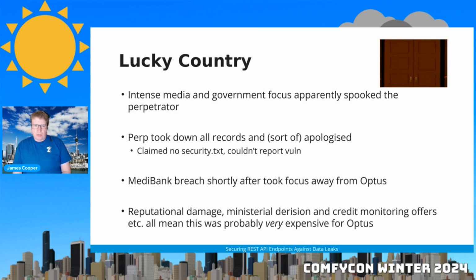And then about probably another week later, the Medibank breach happened, which was a lot worse really, and took the focus away from the Optus thing. But in the meantime, there was the reputational damage, ministers publicly disparaging them, and mandatory credit monitoring offers. I think there was some talk of them having to pay to get driver's licenses reissued, but it might have been Medibank, I can't remember for sure. Anyway, all of it was probably very expensive for Optus, and this incident combined with another one about a year later, about November last year, which was not a cyber thing, pretty much led to the CEO basically having to quit, because they were not very well regarded anymore.